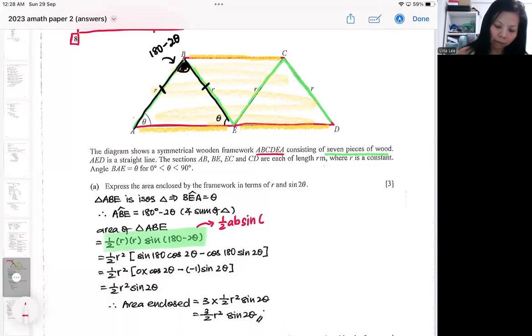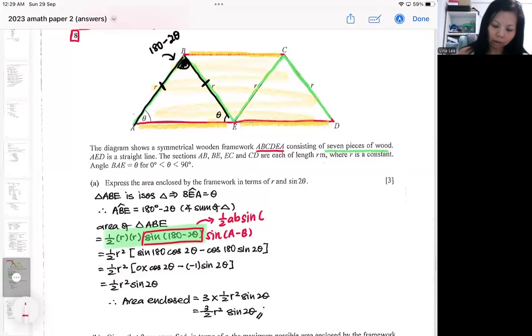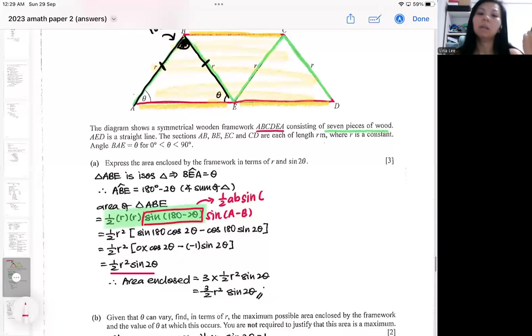Then after that, I'm applying the addition formula. If you apply the addition formula, that's how you get one area of triangle. And then because there are 3 triangles, you just have to multiply by 3. So it's half AB sine C. And if you didn't know how to simplify, you can recognize that it's actually an addition formula. So the area is actually determined by this trigo formula.